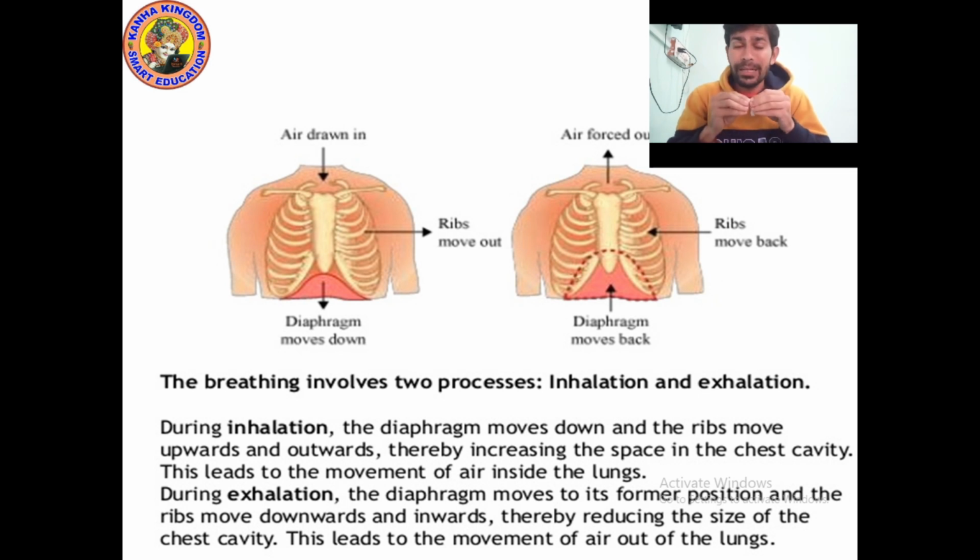Okay, when I say that ribs move out, it means the ribs are actually moving upward. When I say ribs moving back, it means ribs are moving inward. So ribs move out means ribs move upward, which happens when you breathe in, and ribs move back means ribs move downward, which happens when you breathe out. I hope you understood it. It's not very difficult, it's a very easy topic. Okay, now let's move on to the next point.